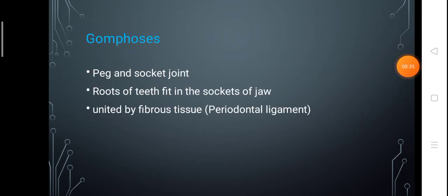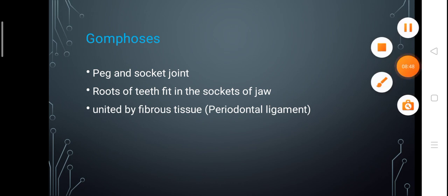Now what is gomphosis? It is a specialized fibrous joint. Here the joints are restricted to fixation of teeth in the alveolar sockets of the mandible and maxilla. It is otherwise known as a peg and socket joint.